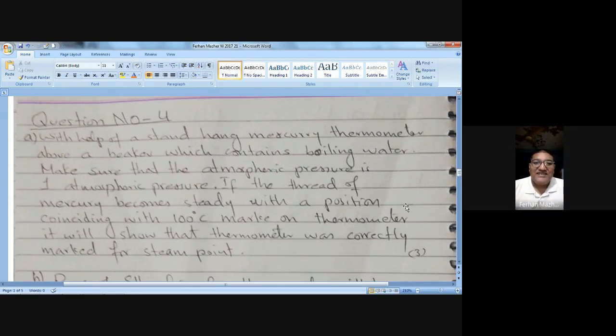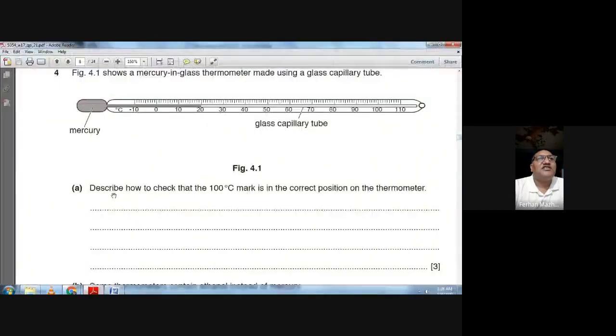A little bit tricky thing. He has not straightforwardly asked the question to mark the steam point. He gave a trick in it. I hope it is clear to you. Let's move to the next part of this question.